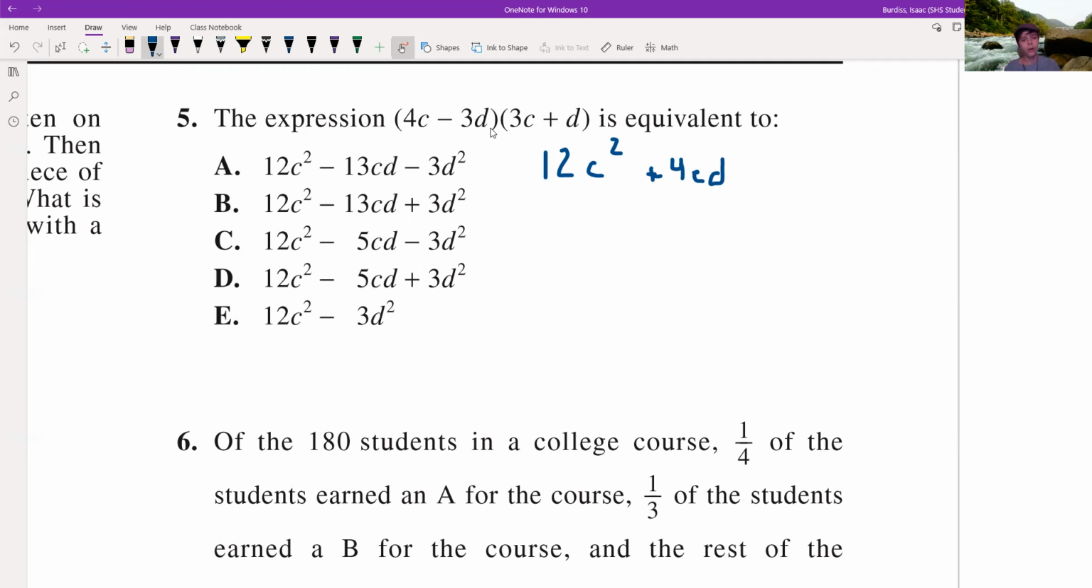All right, then the inner, that is negative 9cd. And then the last ones are negative 3d times d, which is negative 3d squared. And these can combine to negative 5cd, and the rest does not combine. And that would mean that your answer choice is, oh, the last one, sorry, that is not a 9, that's a 3. 3 times 1 is 3. All right, that's C for that one.